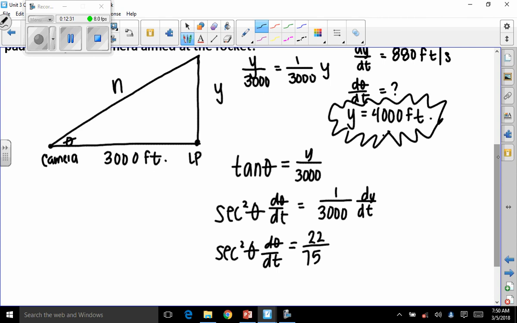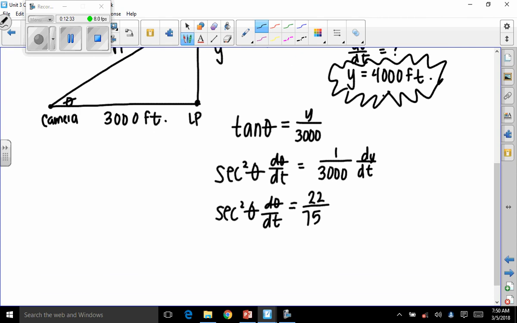On this other side, we're trying to solve for d theta dt. So what's in the way? The secant squared of theta, yes? Okay, so we want to get rid of that. Agreed? Dividing by secant is the same thing as doing what? Multiplying by cosine, right? Because they're reciprocals of each other. So rather than dividing by secant squared, to get rid of this secant squared, I'm going to multiply by cosine squared of theta on both sides. Okay? Whole lot easier that way.